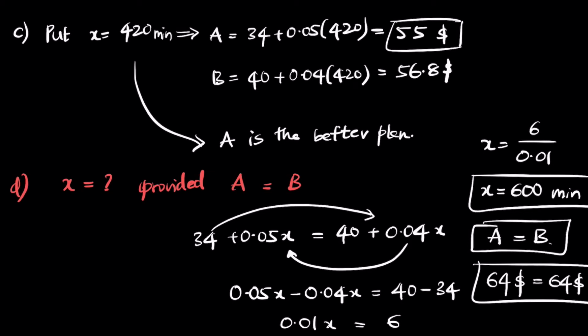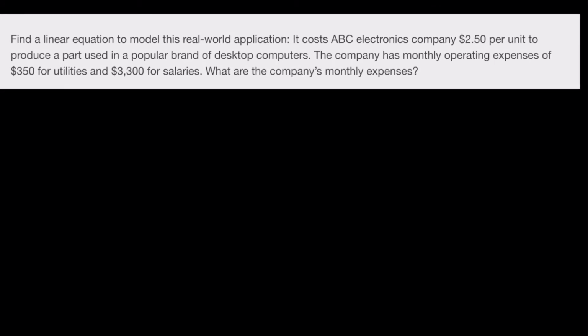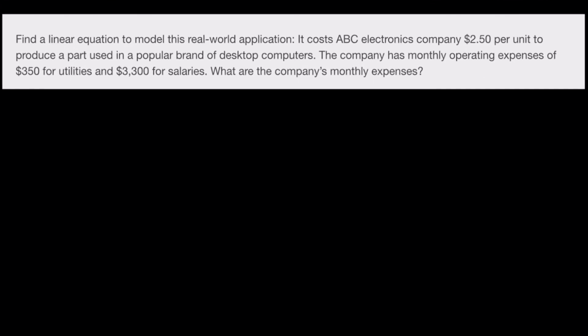So let's try another example. Here they're asking you to model the linear equation for this real world application. It costs company ABC Electronics $2.50 per unit to produce a part in a popular brand of desktop computers. The company has monthly operating expenses of $350 for utilities and $3,300 for salaries. So what are the company's monthly expenses? This is the question that you have to remember to understand how to solve this problem.